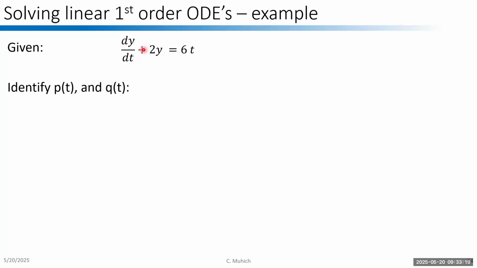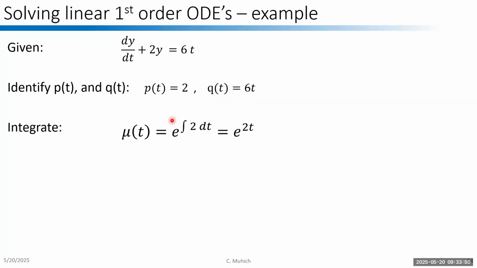We know that this is a linear first order ODE because I only have one derivative, and I have y sitting here, and I can't do my separation. So let's identify P of t and Q of t, right? What's in front of my y? Well, that's a 2. What is Q of t? What's on the other side? That's 6t.